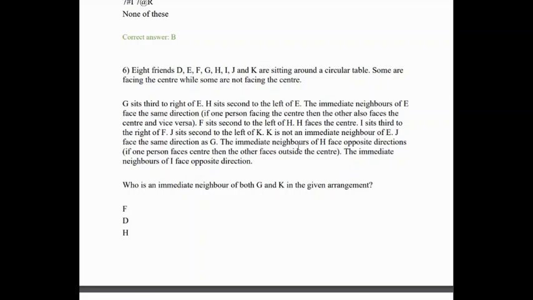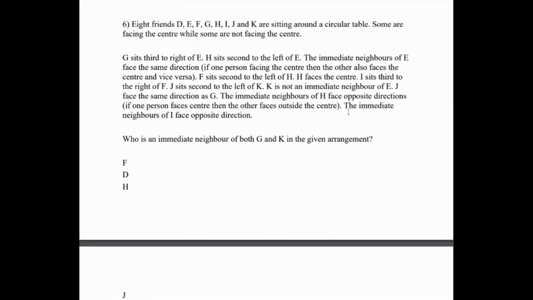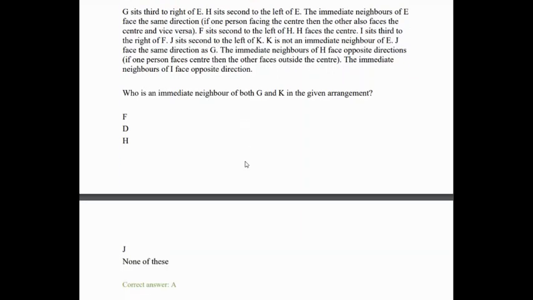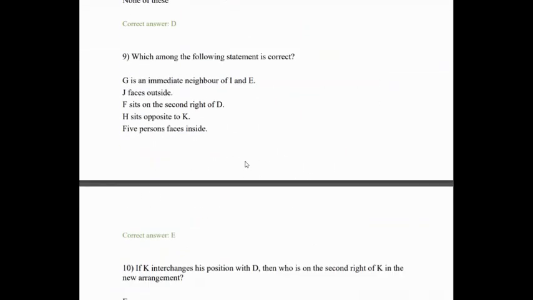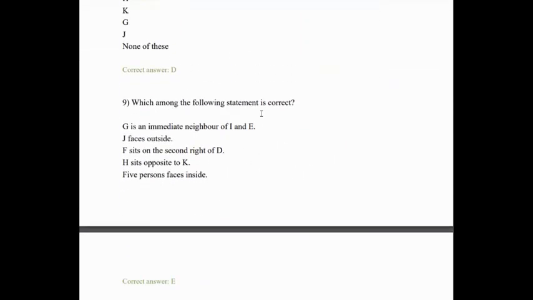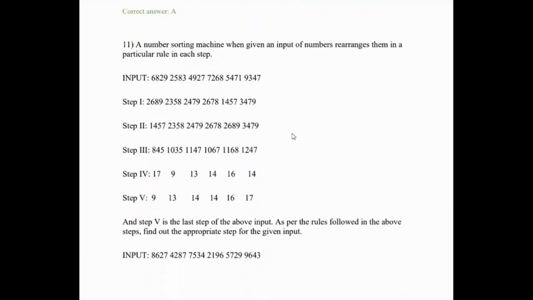Whereas in some of the tougher questions, they will also say that some of the people are facing towards the center and some outside the center. Those questions are tough, but this is very easy. You can easily gain 5 marks. They are doable. Now you can see the questions, and the answer has also been given here.